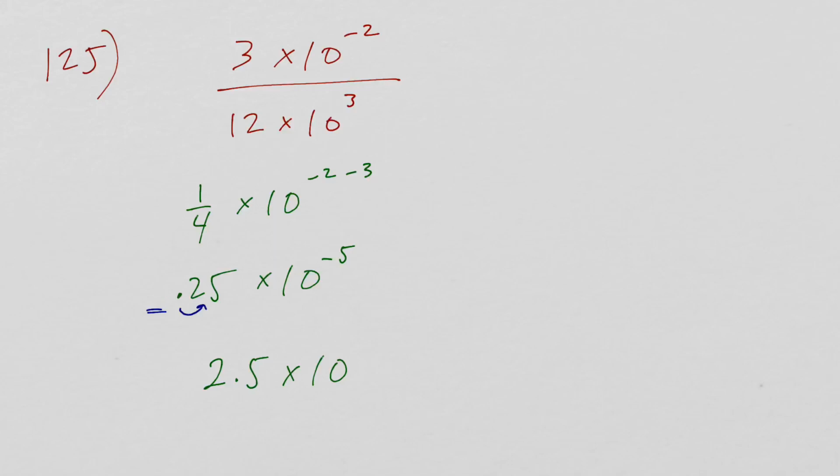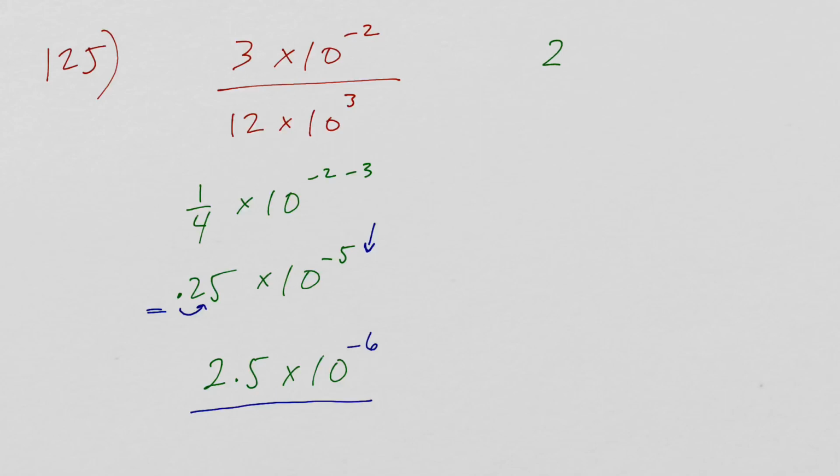Now, I made this number larger by a power of 10. So to adjust, I need to make this number smaller by a power of 10. Making a -5 smaller brings it to -6. So that's a -6 there. This would be the answer in scientific notation, but it wanted the answer in standard form.